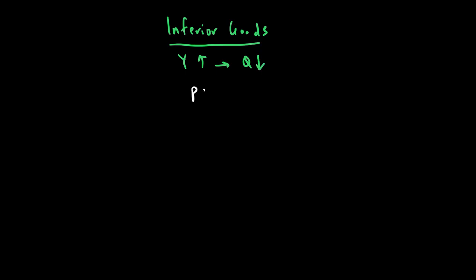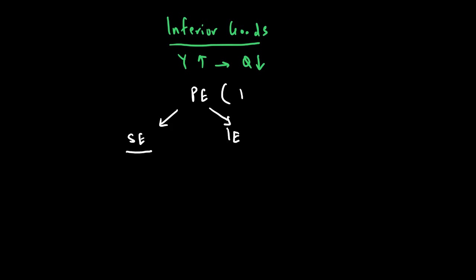For inferior goods, I'm going to first look at what we call non-Giffen goods. So what are inferior goods? Well, inferior goods are those where when my income goes up, I should buy less of them. So when you look at the price effect, when the price of a good goes down, there is a substitution effect, and there is an income effect that happens.